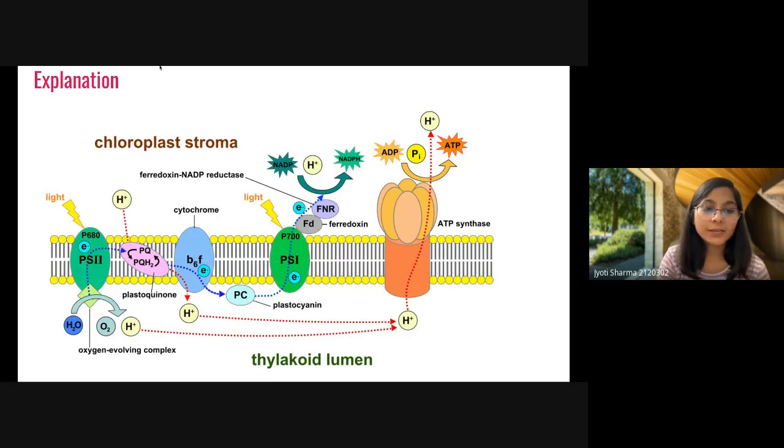You can just see here, PS2 has a sunlight range of 680 nanometer. If this is PS1, photosystem 1, then the wavelength of the sunlight will be 700, right?